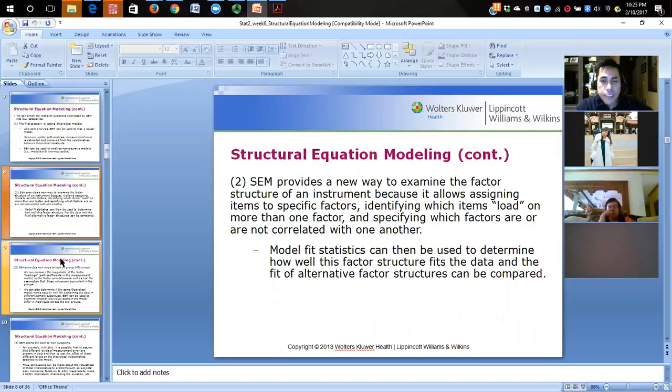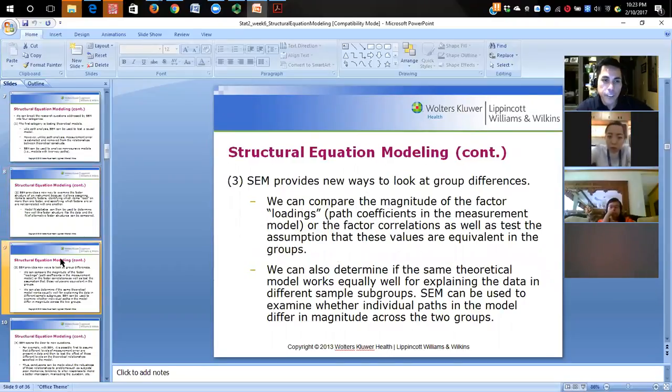So this is the second category. It's a new way to examine the factor structure of an instrument because it allows assigning of specific items to factors, and model fit statistics can then be used to determine how well this factor structure fits the data, and the fit of alternative factor structures can also be compared. So really quite sophisticated statistical analysis.